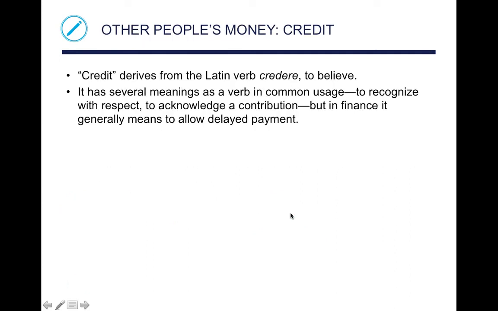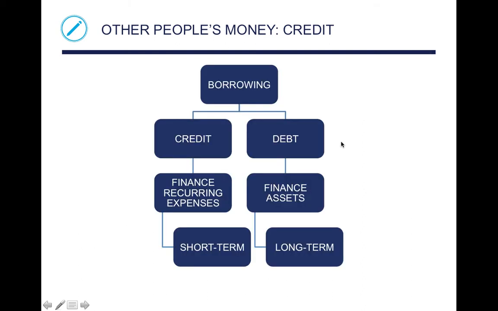Other people's money, credit. Credit derives from the Latin verb credere, which means to believe or trust. It has several meanings as a verb in common usage: to recognize with respect, to acknowledge a contribution, but in finance, it generally means to allow delayed payment. So, other people's money, credit. When you're borrowing, you have credit to finance recurring expenses, and that's short term. Debt is to finance expenses in the long term.